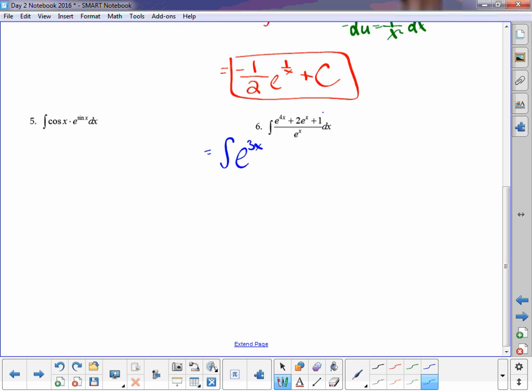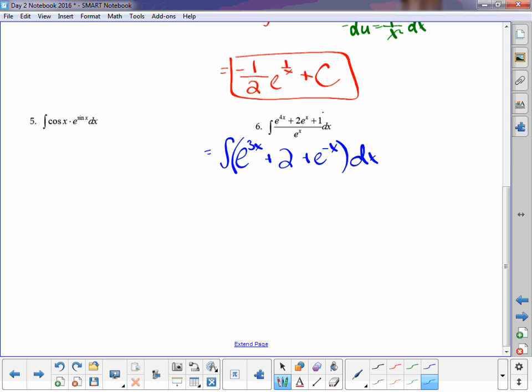What's 2 e to the x over e to the x? 2. Just 2. What's 1 over e to the x? How can I rewrite that? E to the negative x. Good. Now, I can integrate just each piece of it, right?